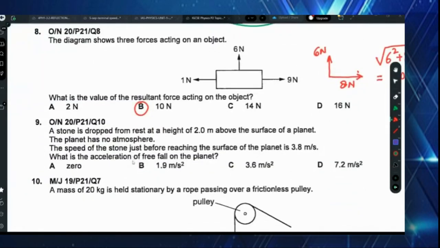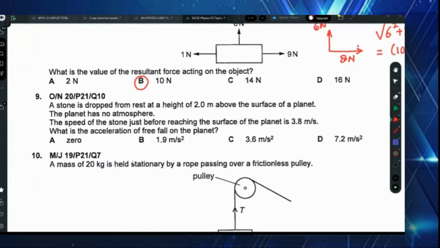Is that clear? Then question number 9: a stone is dropped from rest from a height of 10 meter above the surface of a planet. The planet has no atmosphere, which means no resistance. The speed of the stone just before it hits the surface is 3.8 meter per second. What is the acceleration of free fall? Huge question. It has been dropped from rest, so its initial speed is 0, and it has traveled 2 meter above the surface of the planet, with no atmosphere and no resistance.